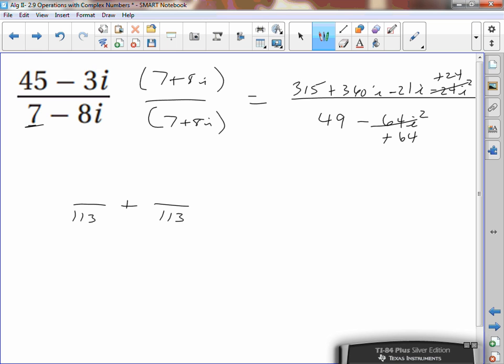You're allowed to do that. What's your real piece? What's 315 and 24? 339. What's 360i minus 21i? 339i. What's 339 divided by 113? So I have 3 plus 3i. And that is your answer.